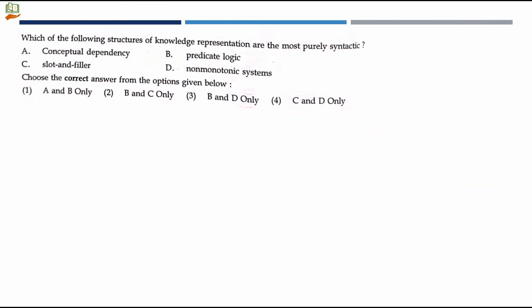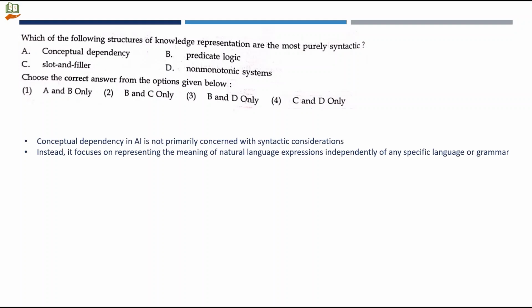Next question. Which of the following structures of knowledge representation are the most purely syntactic? It means which structure is going to follow some syntax they are asking. So knowledge representation is a topic in the artificial intelligence unit where we have certain representations. So we will get an idea about all these four options.